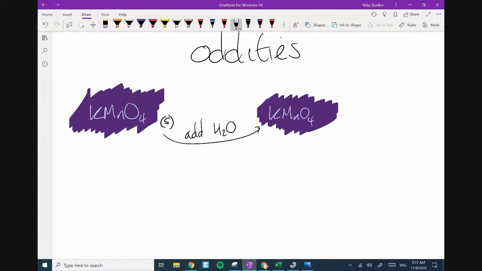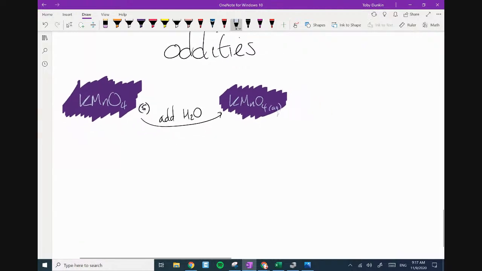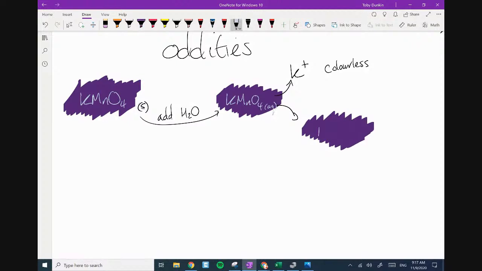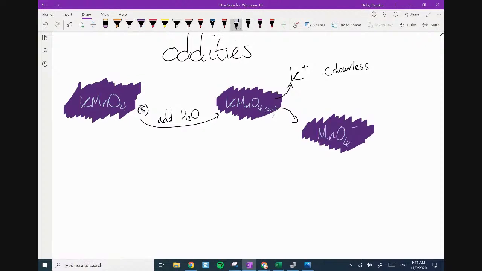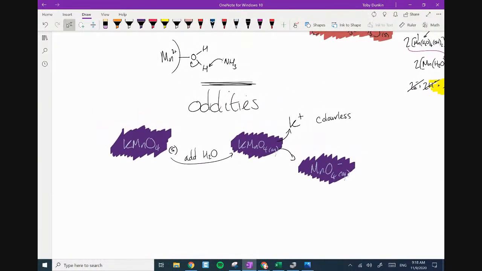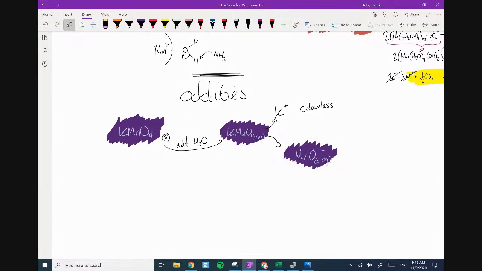KMnO4 aqueous. Now, just to tell you which ion is causing the color, and this is the important bit: we have K+, which of course is colorless because it's not a transition metal, but we have the purple MnO4- ion, and that's aqueous. Okay, there is one more color that you need, which is the oddity.